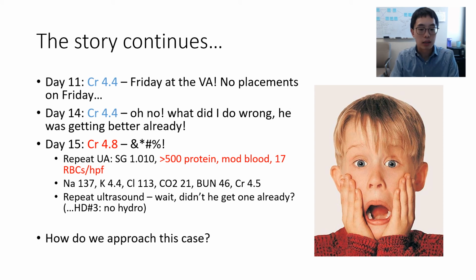So let's continue this case. This becomes a very interesting case. Creatinine has downtrended to 4.4 on day 11. Day 14, again, it's 4.4. On day 15, suddenly you have a creatinine of 4.8. And now you're thinking, well, I've done everything I can. He's not on any nephrotoxins. He's doing better now. Why is the creatinine going up? So we repeat the UA. It has 500 protein, moderate blood, 17 RBCs.